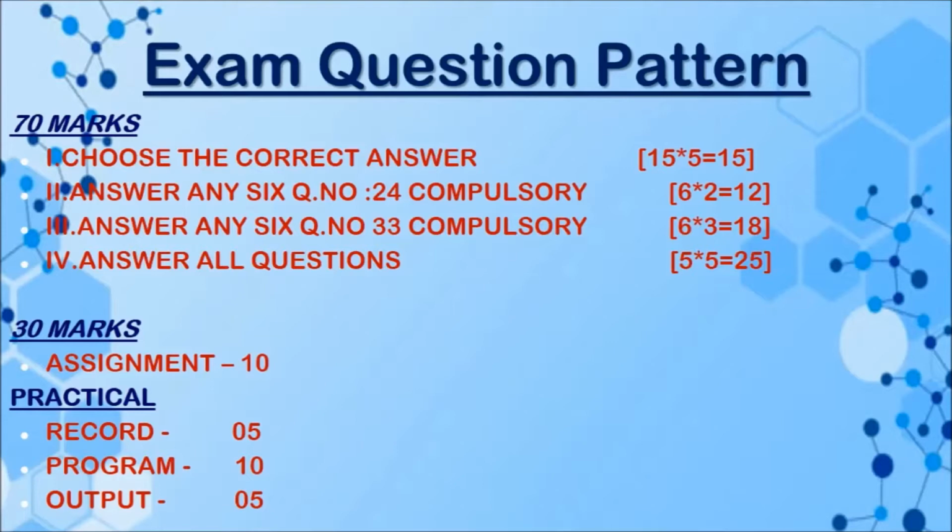10 marks for assignment. So this 70 marks theory part can be divided into 4 parts: part 1, part 2, part 3 and part 4. In part 1, they may ask choose the best answer. Totally 15 questions may be asked. Each question carries 1 mark.